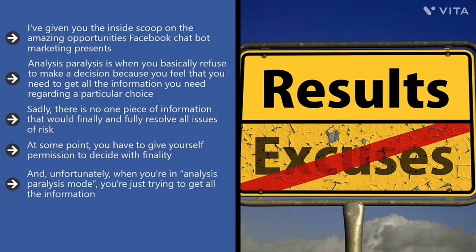And unfortunately, when you're in analysis paralysis mode, you're just trying to get all the information. You're trying to contain all the risks. You're trying to figure everything out with maximum certainty. That's not going to happen. You have to decide whether you're going to do this. And if you do decide to do it, go all the way. I'm not talking about spending thousands of dollars on custom chatbots, but go all the way in terms of knowing what you need to know, optimizing your results, and eventually getting the results that you're looking for.